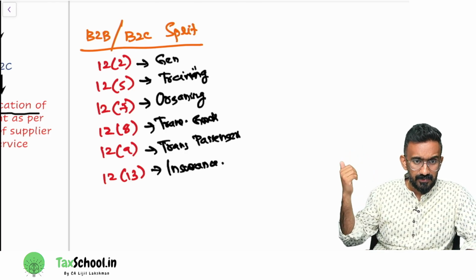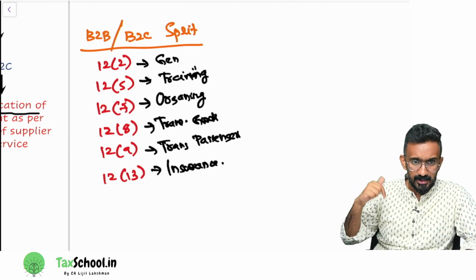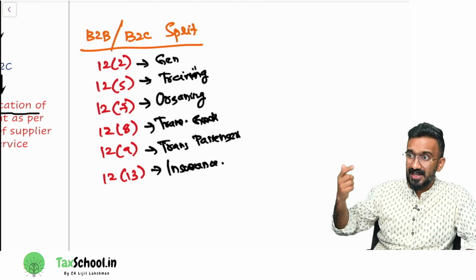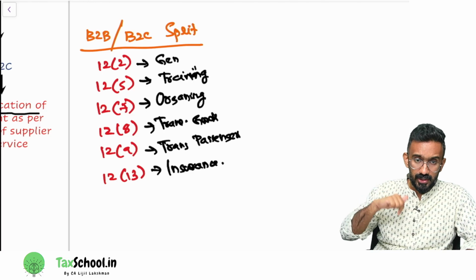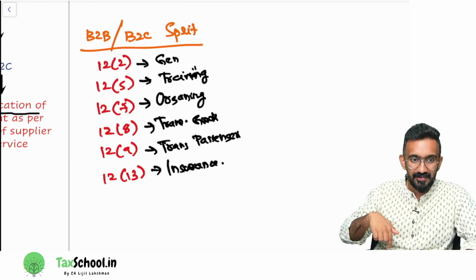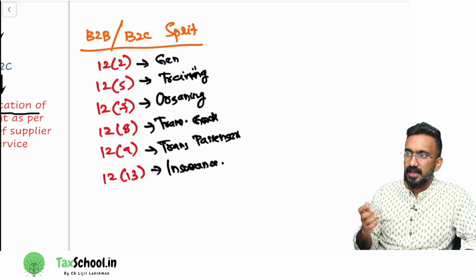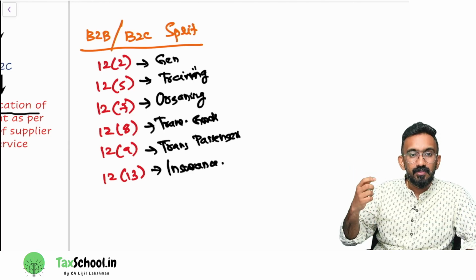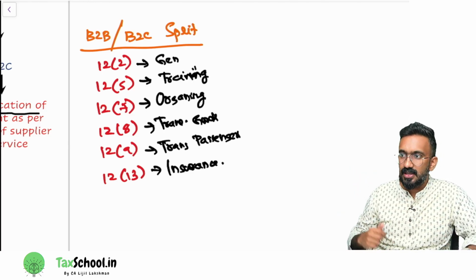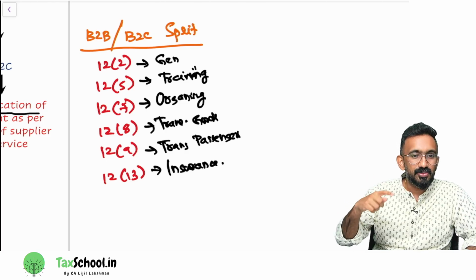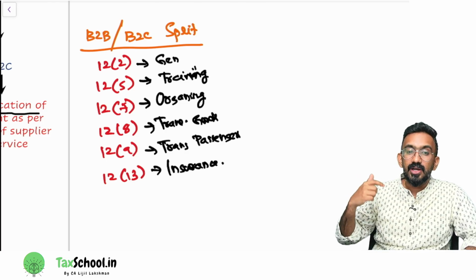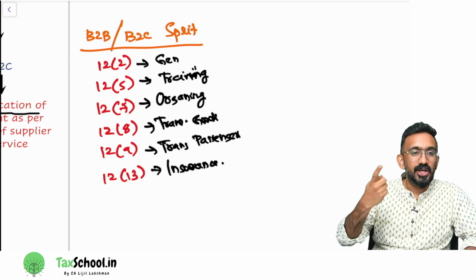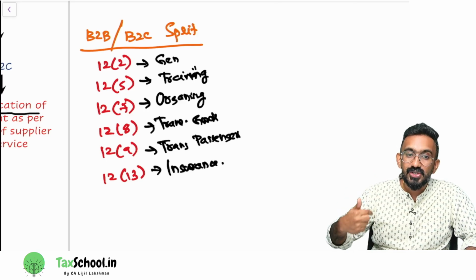12.5, training and performance appraisal, B2B, B2C split: B2B, location of recipient; B2C, where the training is performed. 12.7, organizing an event: B2B, location of recipient; B2C, event in India, location of the event; event outside India, location of recipient. 12.8, transportation of goods: B2B, location of recipient; B2C, where the goods are handed over to the supplier. 12.9, transportation of passenger: B2B, location of recipient; B2C, where the passenger embarks on a continuous journey. 12.13, insurance: B2B, location of recipient; B2C, location of recipient as per the record.